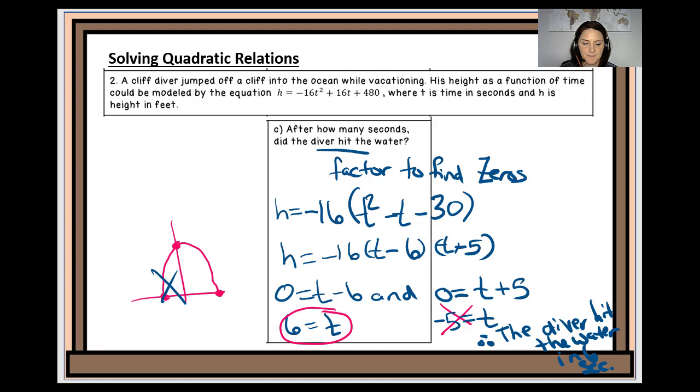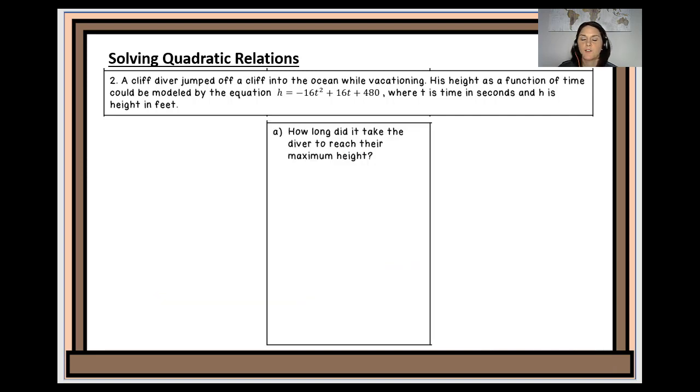Okay, back to A. So to find the maximum height of the diver, we're going to use our axis of symmetry. So t instead of x this time is negative 5 plus 6 divided by 2. So t is equal to 1/2 or 0.5, and that's seconds. So how long did it take the diver to reach the maximum height? Half of a second.